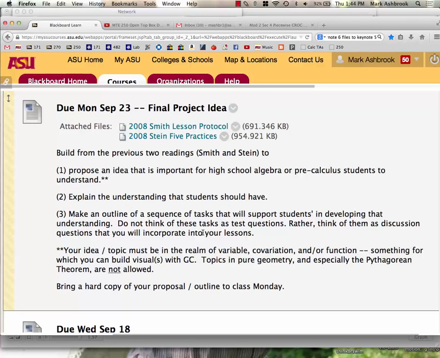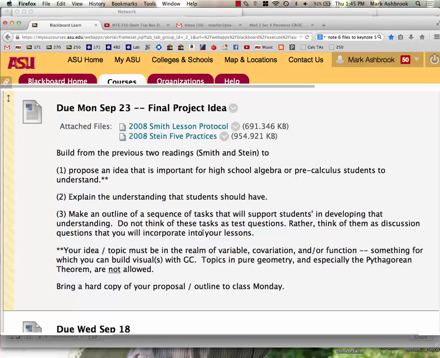For number 3, I'm just kind of confused on what exactly you want. Is it like tasks, like things that we'll ask them to do, or just questions that we'll ask them while we're presenting the idea? Outline a sequence of tasks that will support students in developing understanding. So it's kind of both. So it's like what will the lesson plan be, how will it unfold, and that's almost the same as what questions you would want them to discuss and be able to answer along the way. Okay. So it's kind of both. Okay. Good questions. Any other questions?